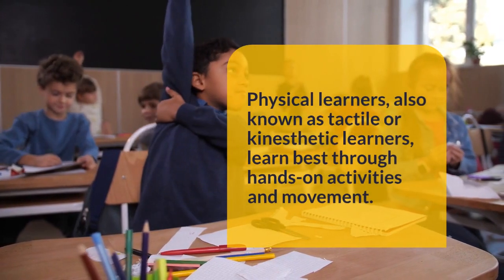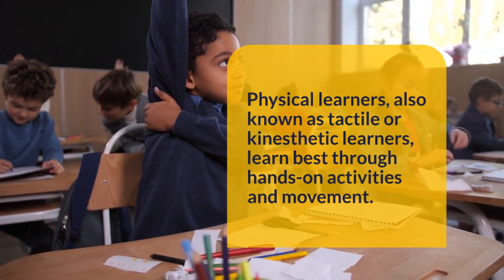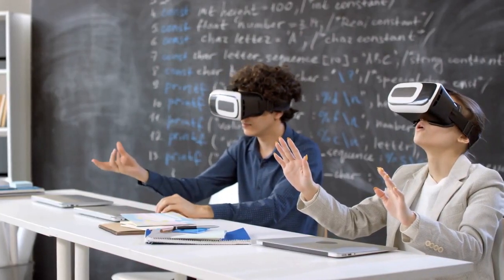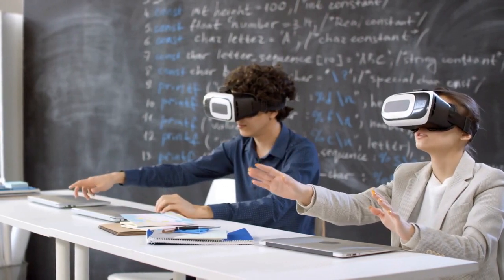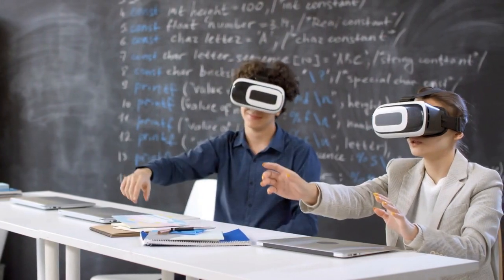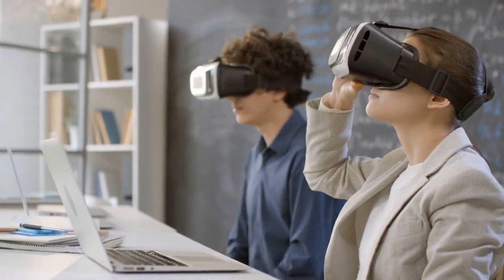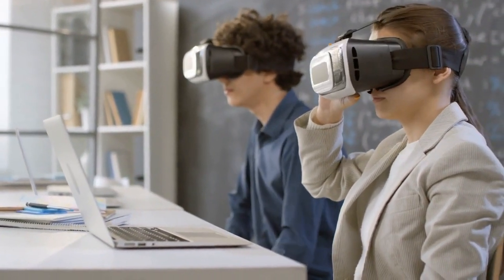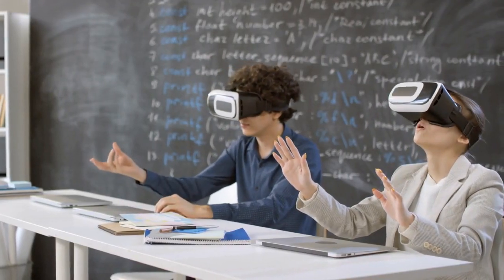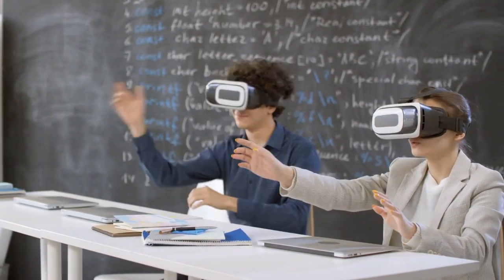Physical learners, also known as tactile or kinesthetic learners, learn best through hands-on activities and movement. They rely on physical experiences to understand abstract concepts, making it essential to incorporate interactive and experiential learning opportunities into their education. When comprehending textbook material, tactile learners benefit from physically engaging with the material, such as by getting up and moving around the room while reading or using their hands to manipulate objects related to the content.